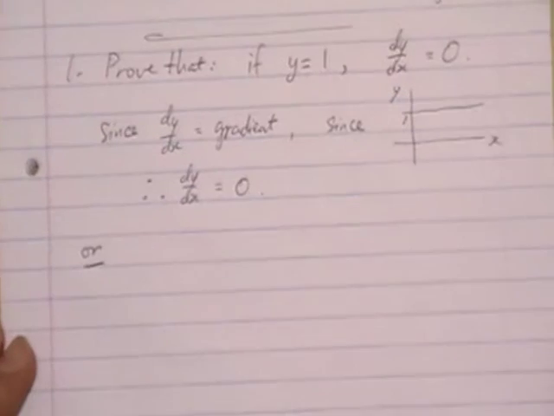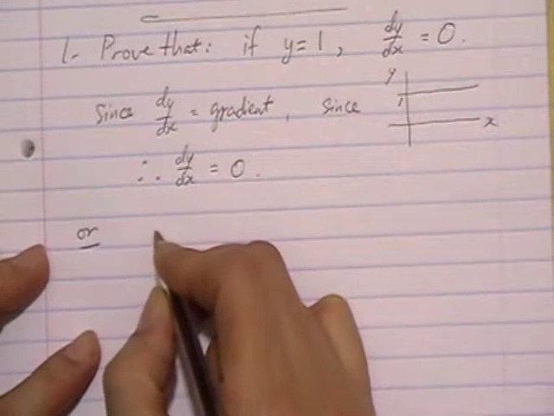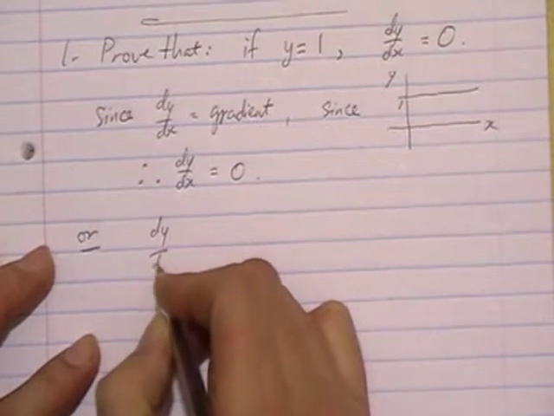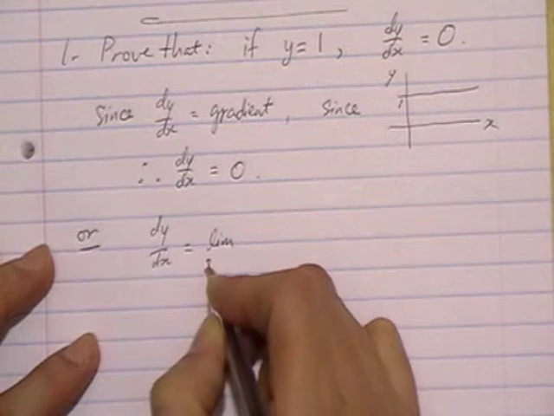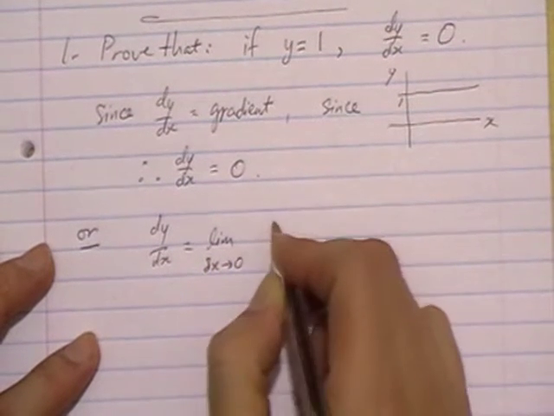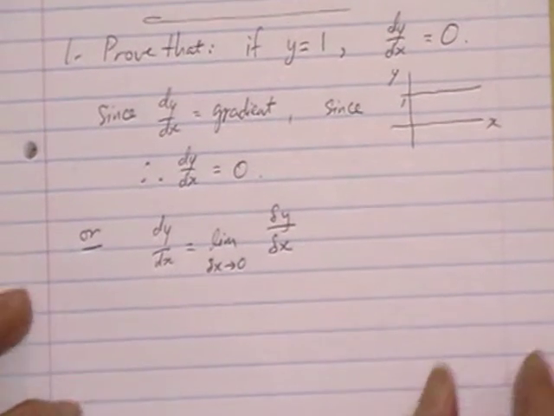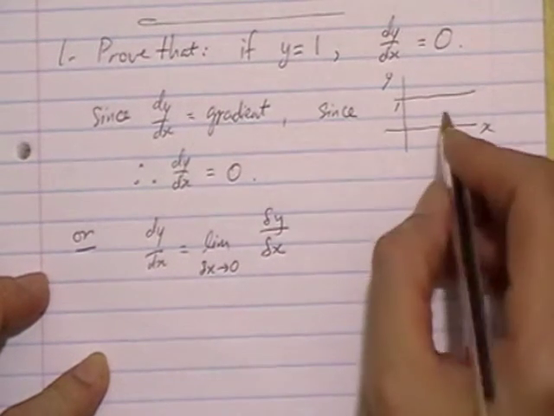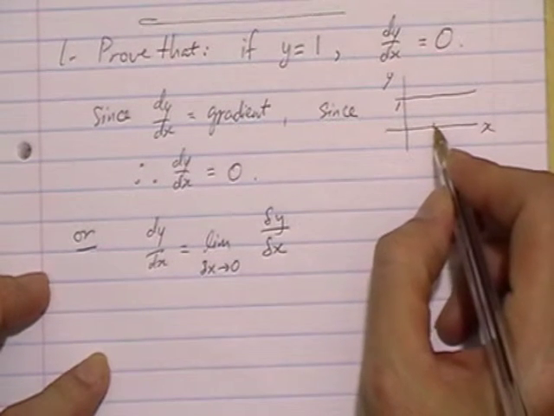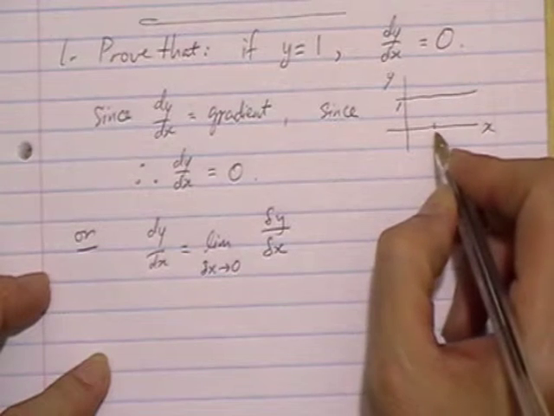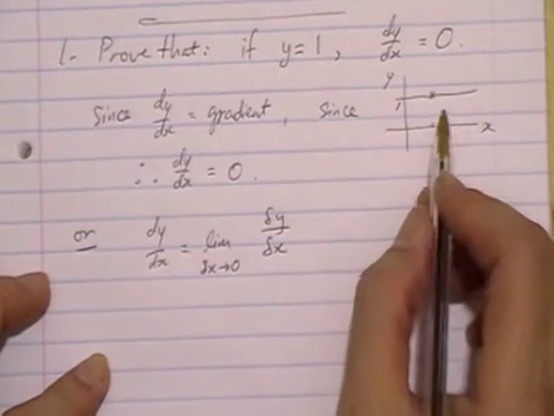I can do it more rigorously using the definition of dy/dx. dy/dx is the limit as delta x tends to 0 of delta y by delta x. And delta x means that if I go to a particular point on the x-axis, there's a corresponding point on the graph.